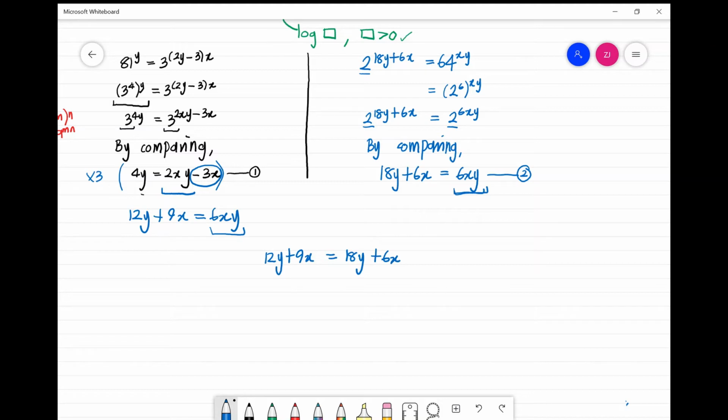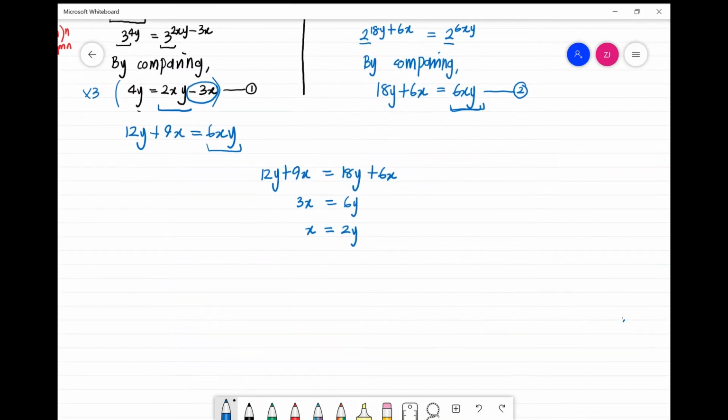And we collect all x on the left. So we have 3x, okay, because 9x minus 6x. And then we collect all the y's on the right hand side. So 18y minus 12y will give us 6y. And then we have x equals to 2y by dividing both sides by 2. Okay, so now we have this.